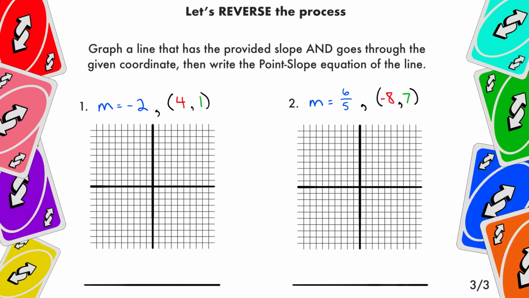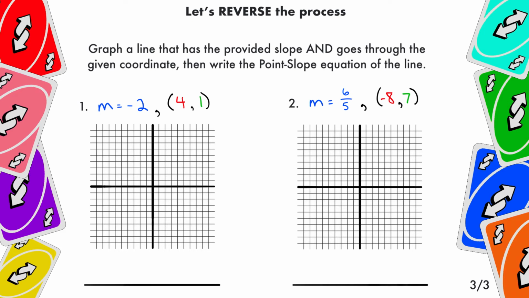Now we're going to do the exact same process again. I'm just going to reverse it. I'm now going to give the slope and the coordinate. We're going to create the graph, and we're going to generate the equation. It's the same problem. We just have a different starting point. So problem number one, I have the slope is equal to negative 2, and the point is 4, 1.